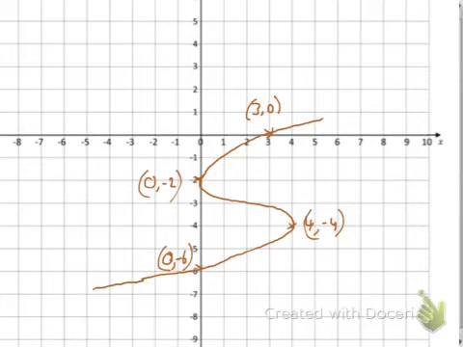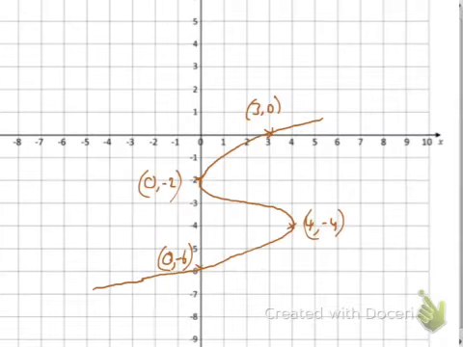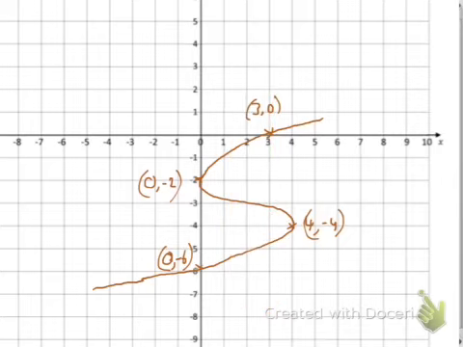So there's my inverse. Now once again, my original is not a one-to-one function. It's a many-to-one, because y values have more than one x value. So when that happens, when you get your inverse, it doesn't pass the vertical line test. It crosses it two, three times, so it's not a function. So how are we going to make this a function?